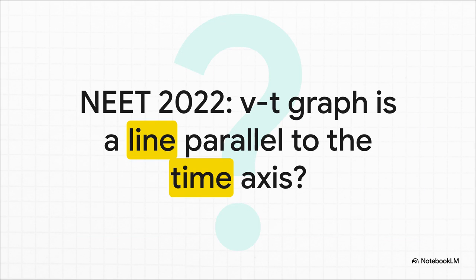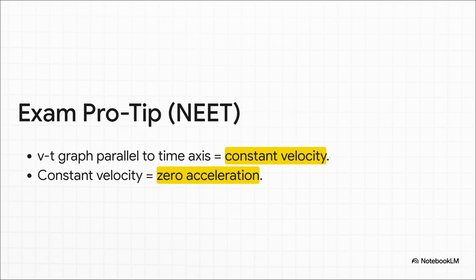All right, so the question is, the velocity-time graph of a particle is a straight line, but this time it's parallel to the time axis. So imagine a flat horizontal line. What does that tell us about the particle's motion? Now, before we walk through the full solution, here's a little exam pro tip. If you ever see a horizontal line on a VT graph, your brain should immediately jump to two conclusions. One, the velocity is constant, and two, the acceleration is 0. It's one of those key shortcuts that'll save you a ton of time.